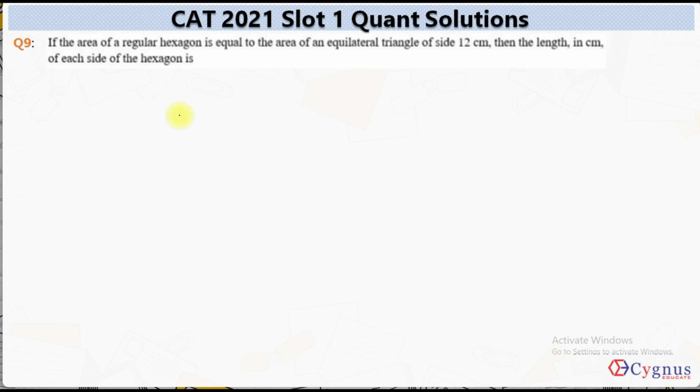Again, this was a sitter. It was a very easy question. If the area of a regular hexagon is equal to the area of the equilateral triangle of side 12 centimeter, then the length in centimeter of each side of the hexagon is how much?